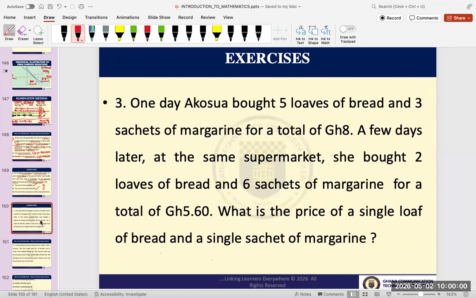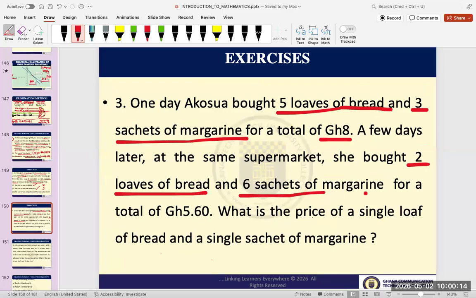Another example, 5 loaves of bread, 3 sachets of margarine, costing 8 cedis. 2 loaves of bread, 6 sachets of margarine, costing 5 cedis, 60 pesewas. So find the price of X, which is bread, and Y, which is margarine.